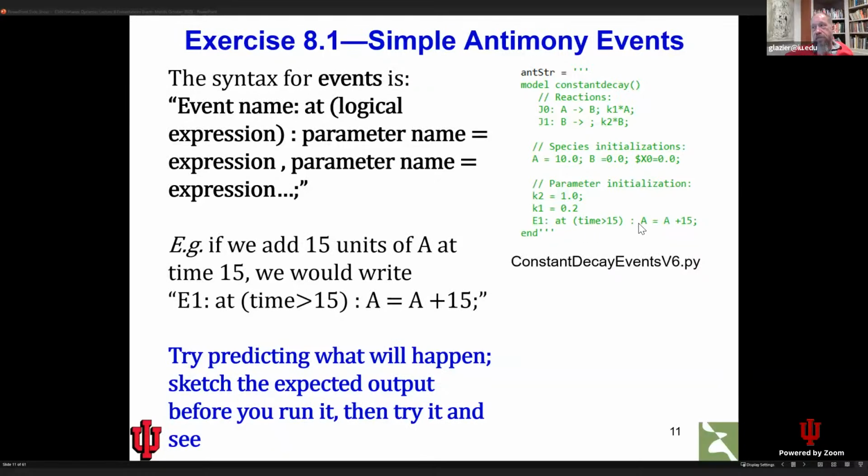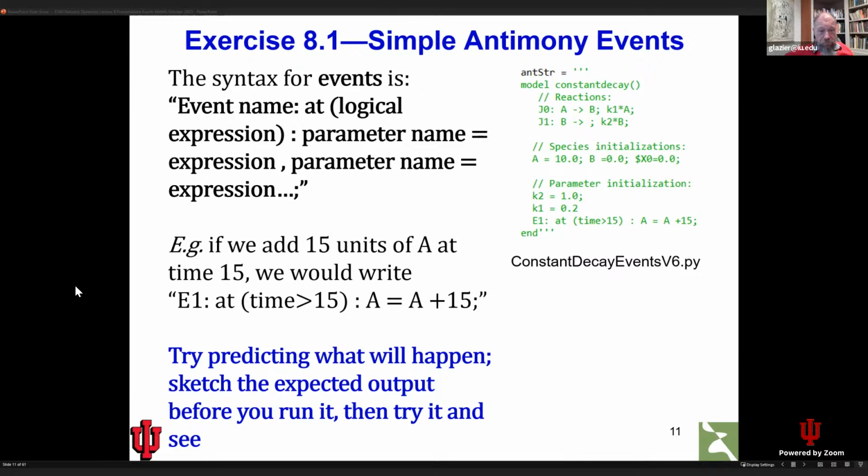Then at time 15, increase A. And why don't you first think about what this should do? What should the curves look like? And then maybe even on a piece of paper, sketch what you expect the curves to look like. And then try running the simulation. And what I'm going to do is I'm going to go around, I'm going to wait until somebody has it, and then I'll have somebody show it. And then when we've got that, we'll go forward.